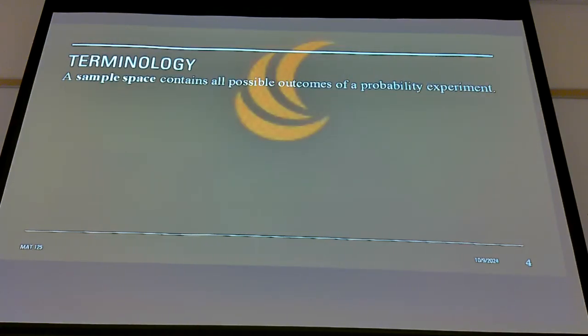Sample space contains all possible outcomes of a probability experiment. So I'm going to safely assume that we've all had at least intermediate algebra. I'm pretty sure it's a prereq for this course. Algebra 2. Which means you should be familiar with set theory. Again, elementary set theory. So you should be familiar with sets, unions, intersections.